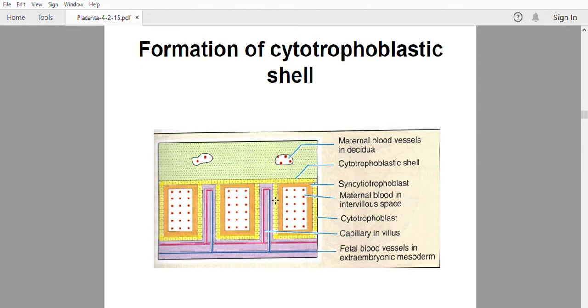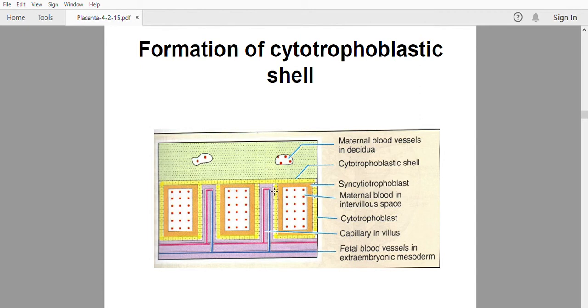Then the cytotrophoblast. External to that there is the cytotrophoblast, which is cellular in nature, with its basement membrane. Outside that we can see the collection of cells which is the syncytium, that is, the syncytiotrophoblast. So four layers are there separating the maternal blood and the fetal blood.